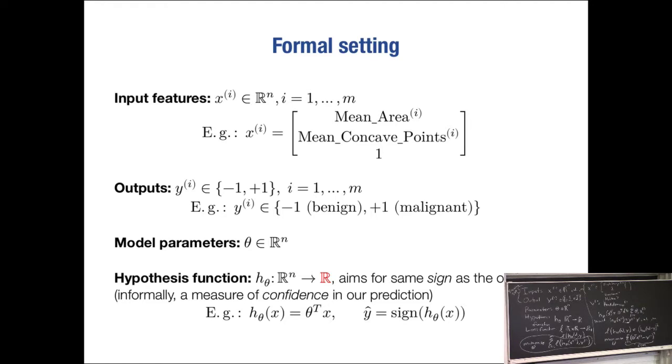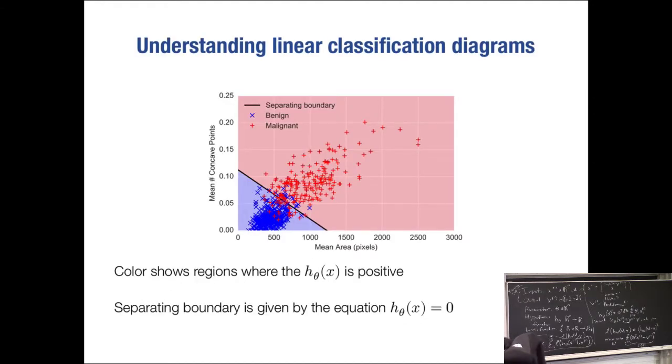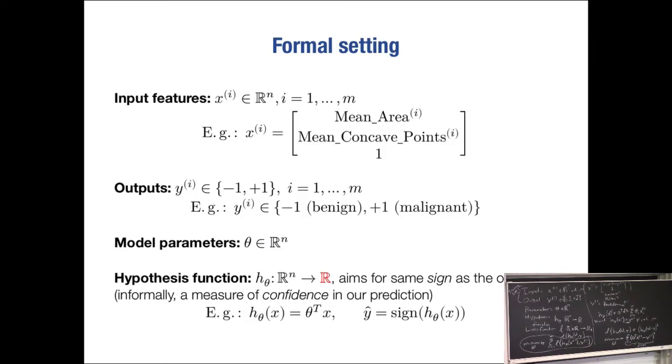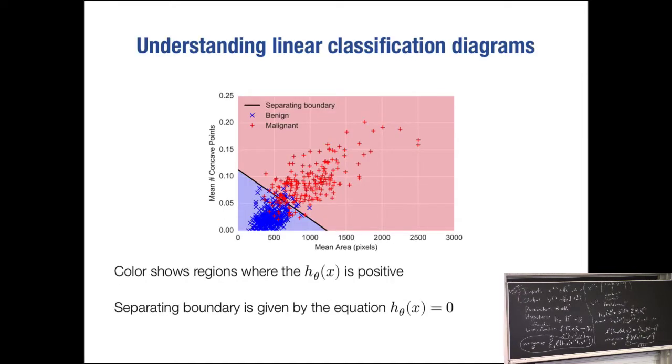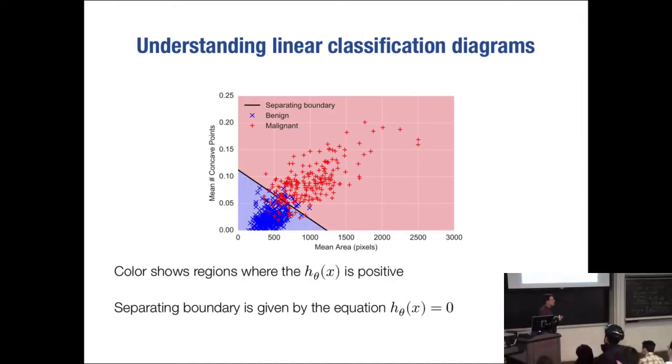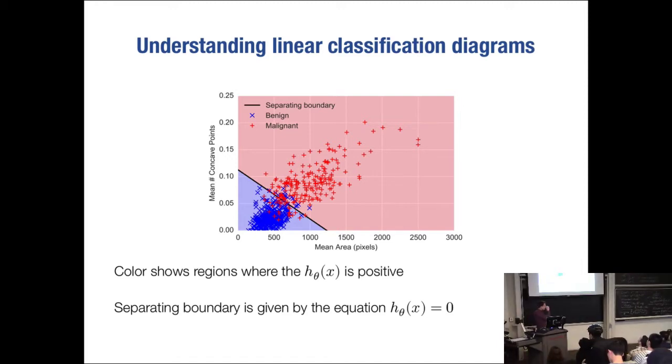And what I'll end on, this last slide here, is just understanding what this picture means in terms of that formalism. So here, our features x were the mean area, the mean concave points, and 1. And so our hypothesis function is a function of both those two inputs plus a constant term, and then maps to a real number. So the way to visualize this is you should think of the hypothesis as a plane, a 3D plane in this space, right? So it's some plane that's positive in the whole red region, passes through the z equals 0 plane at the black line, and is negative in the blue region.